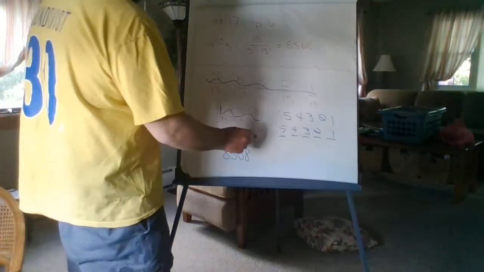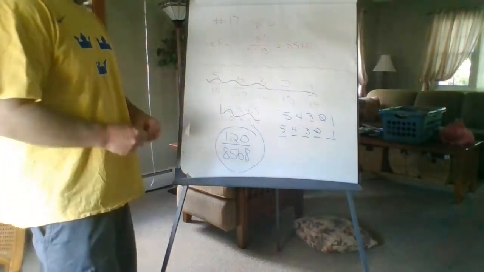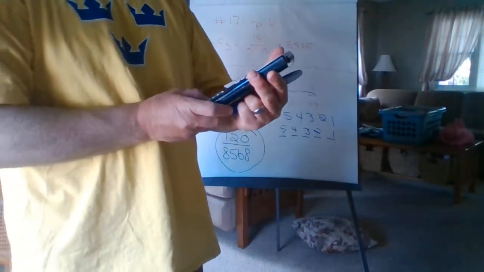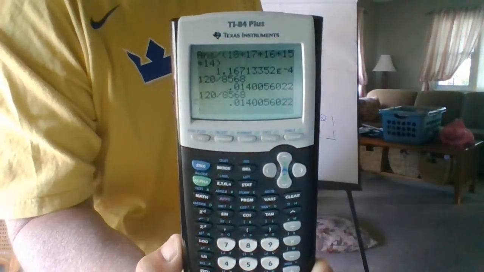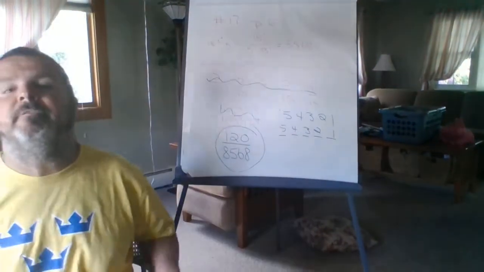So the probability that we win is 120 over 8,568, which comes out to be, if I do the math, 0.014. All right, so those are some examples of some problems that people have asked about.